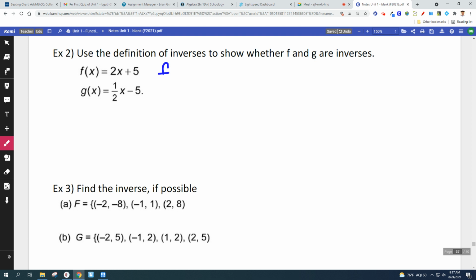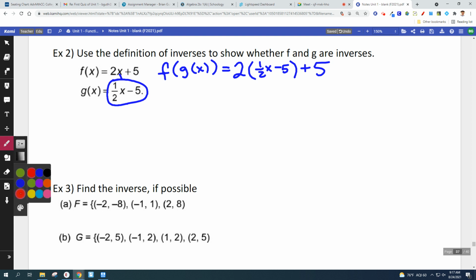So let's start with f of g of x. It's a composition of functions. What I'm going to do is plug the g function into the f function. The f function says 2 times something plus 5, but I'm going to plug in that 1/2 x minus 5. Plug one function into the other function. And let's just clean up, and hopefully all of those numbers knock each other out.